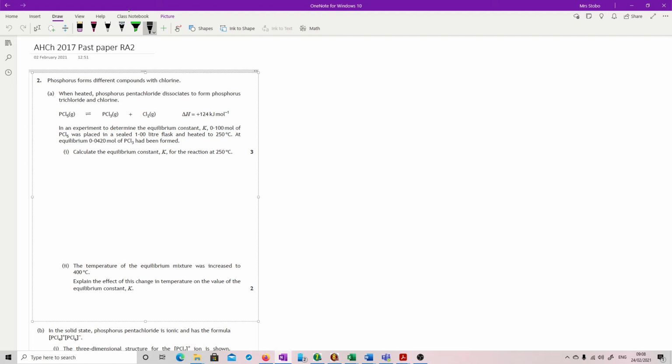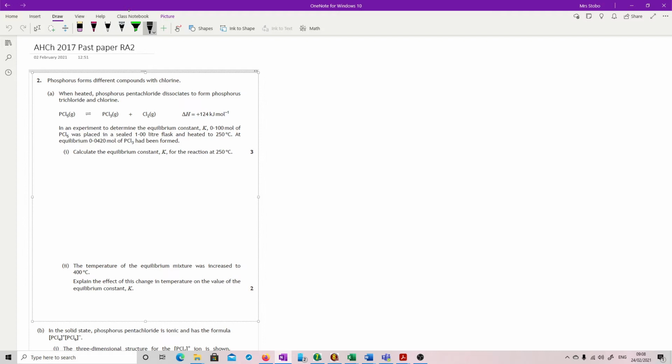2. Phosphorus forms different compounds with chlorine. When heated, phosphorus pentachloride dissociates to form phosphorus trichloride and chlorine. We have the equation for that one, and we are told that it's plus 124 kilojoules per mole, so we know it's endothermic. In an experiment to determine the equilibrium constant, 0.1 moles of PCl5 was placed in a sealed 1 litre container, that's really useful, and heated to 250 degrees C.